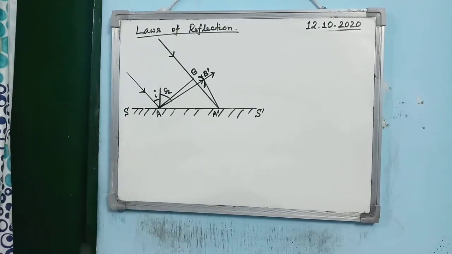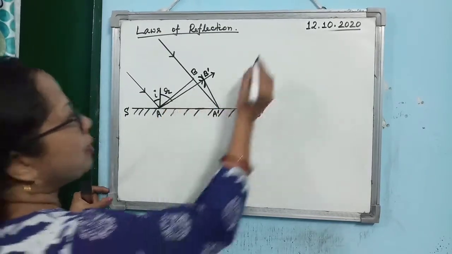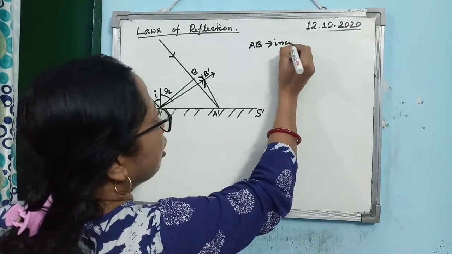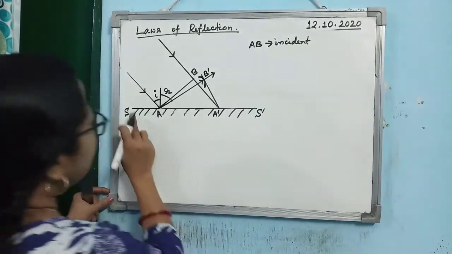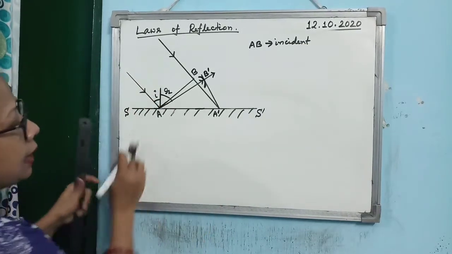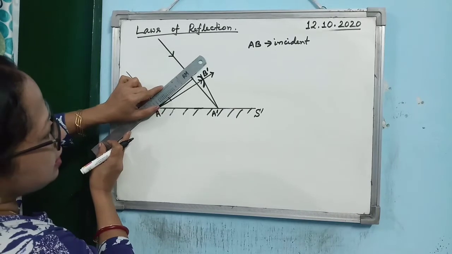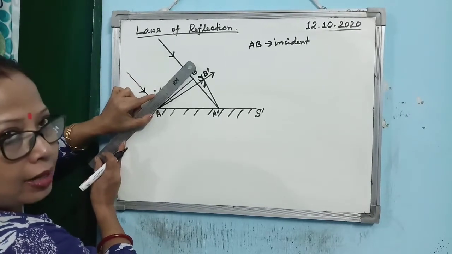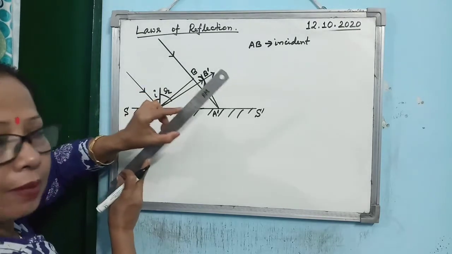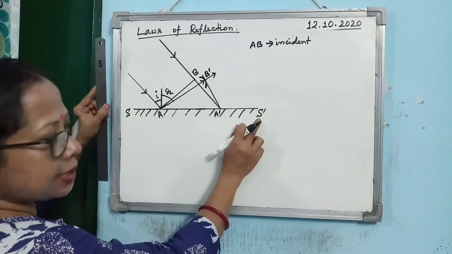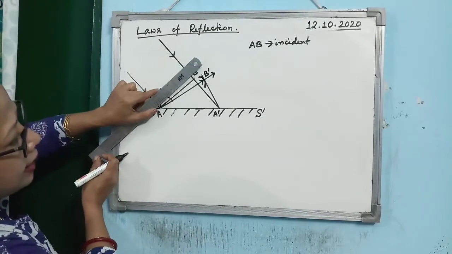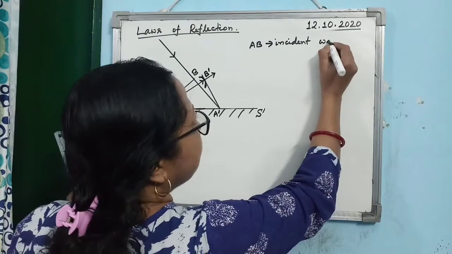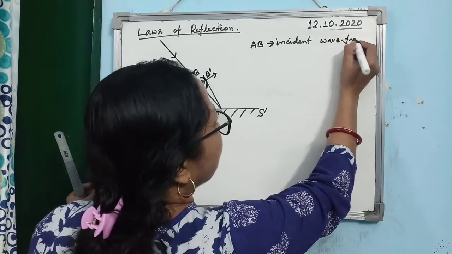Is that clear? Now, if AB is the incident wave front, you first draw the mirror SS dash, then you draw the incident wave front AB. I have already drawn the diagram. So please follow the steps I am saying. First you draw SS dash, then you draw the incident wave front AB, and you write AB is the incident wave front.